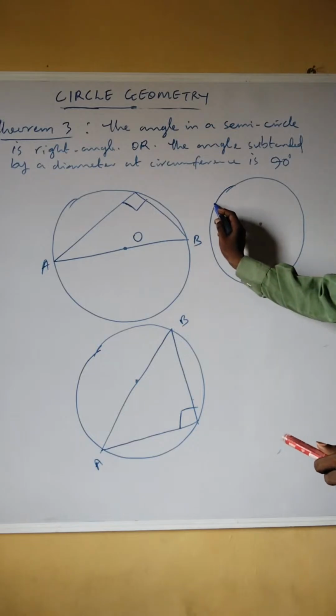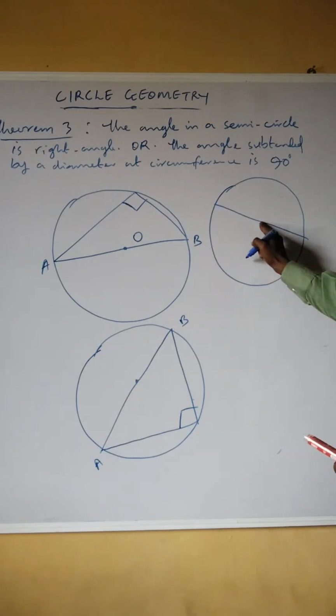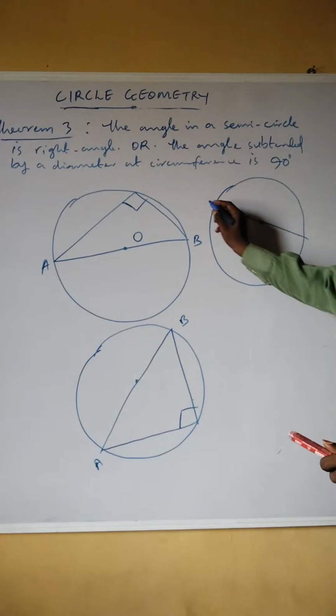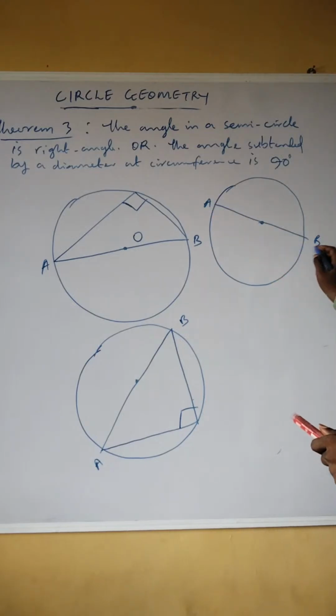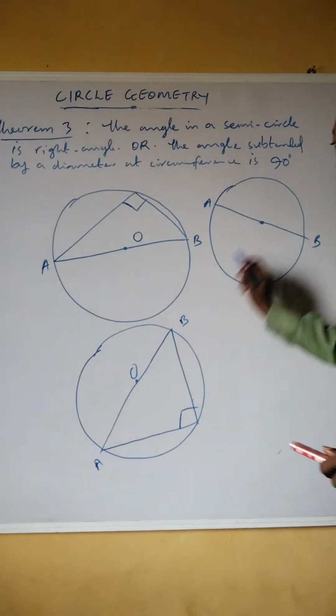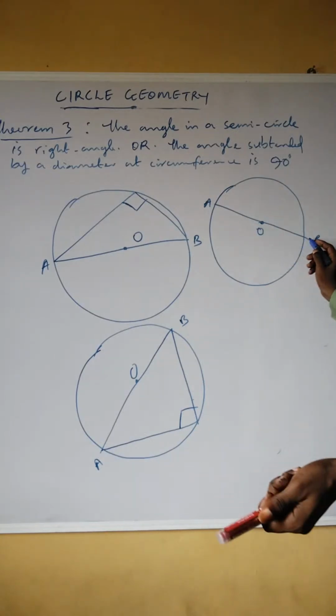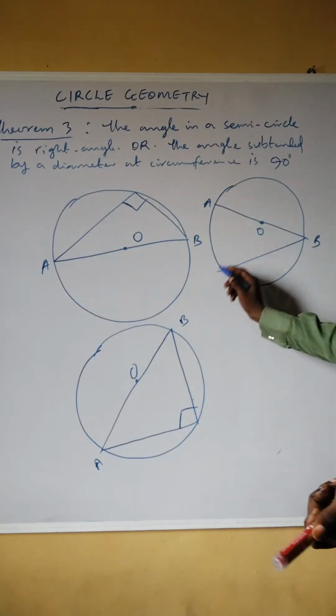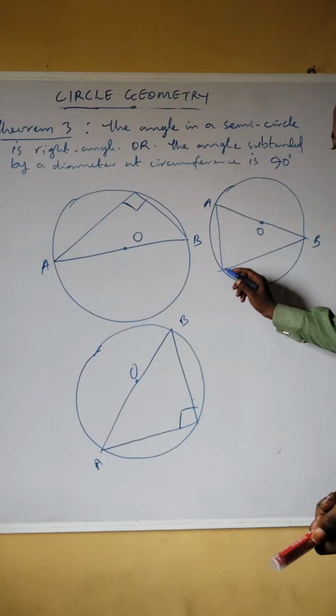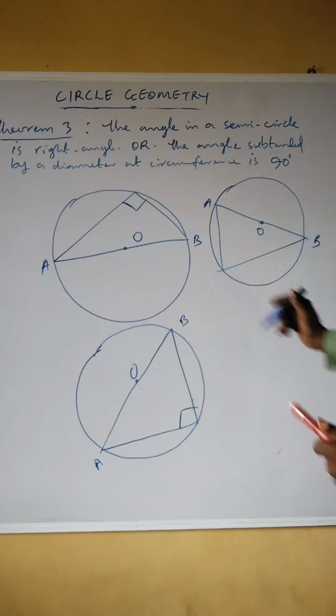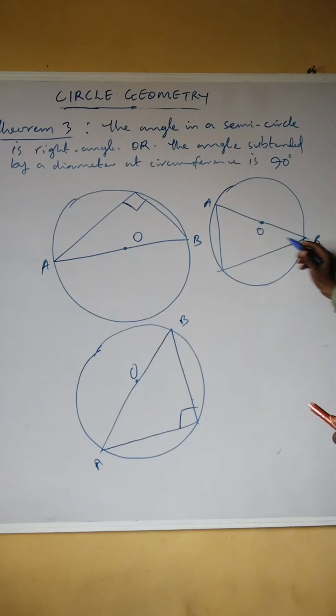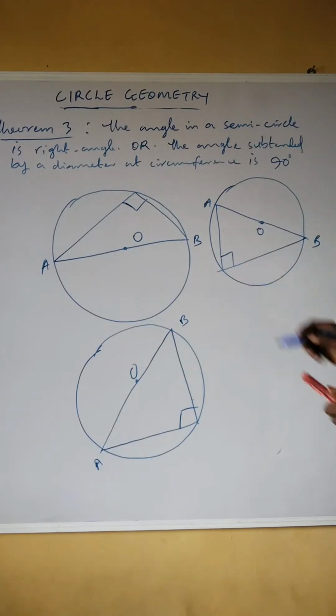So if it is this way, we also have the center. So this is now the diameter, this center O. Doesn't matter. Once it is formed by this diameter, that is, the angle is coming from these two sides, this angle will be 90.